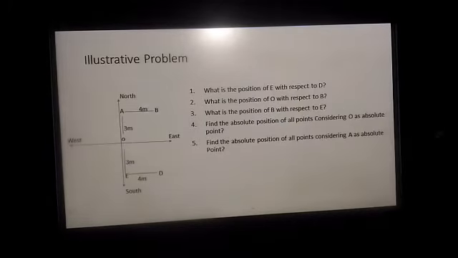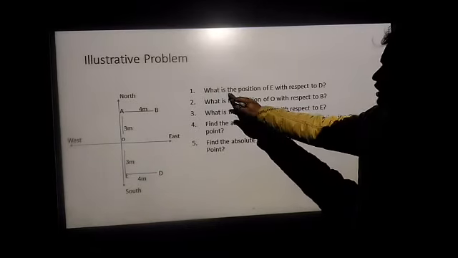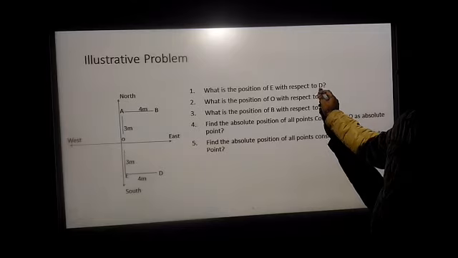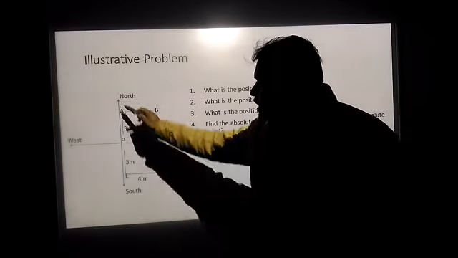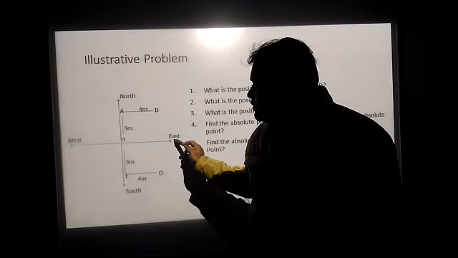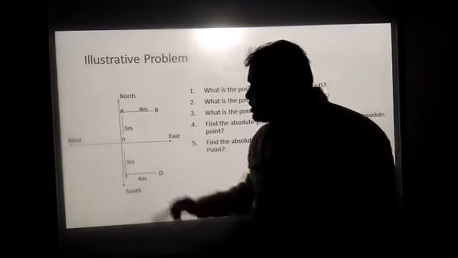Okay, now I am going to give you some homework. These are the illustrative problems. You have to tell me what is the position of E with respect to D. Here is the E and here is the D. These are the Cartesian plane in which I have drawn east, west, north and south.